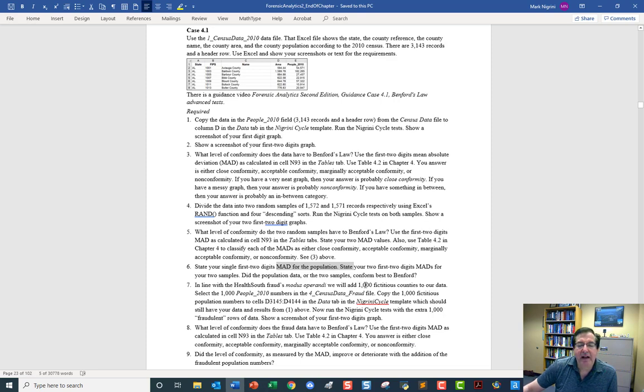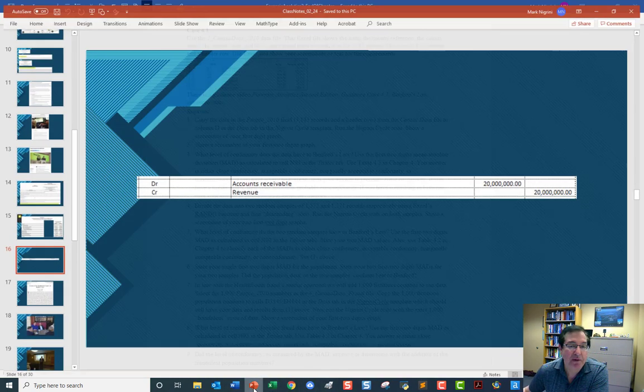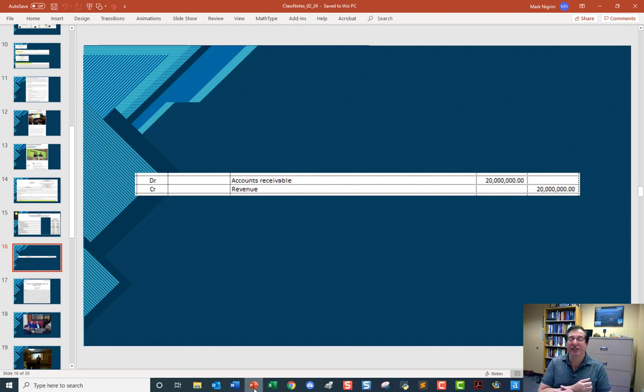We will add 1,000 fictitious counties to our data, and then we are going to run the test. But first, why are we doing this? These are some PowerPoint slides from my class from a few days ago, my Accounting 501 class. We were talking about fraud, and I said, I'm concerned that what a controller might do is simply do a journal entry like this: debit accounts receivable, credit revenue. $20 million added to revenue. The $20 million will flow through because it's fictitious, and our net income will be overstated by $20 million.